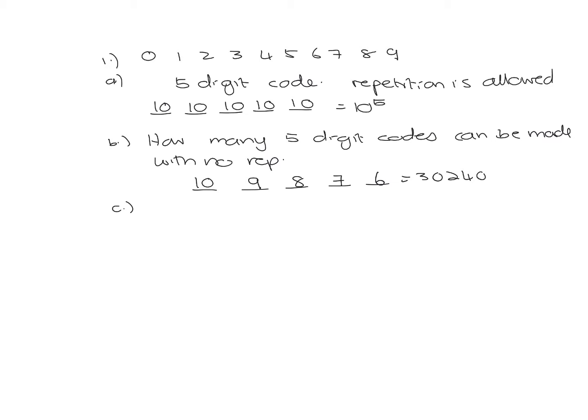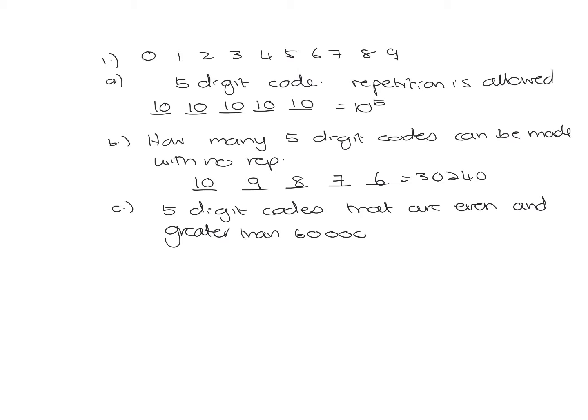Okay, so let's go a step further. Let's say we want 5-digit codes that are even and greater than 60,000. So now, this is how I do it. I always look at the even options first, as this is the easiest. There would be 0, 2, 4, 6, and 8 as even options. So there's 5 options, and I'm going to do one option at a time.